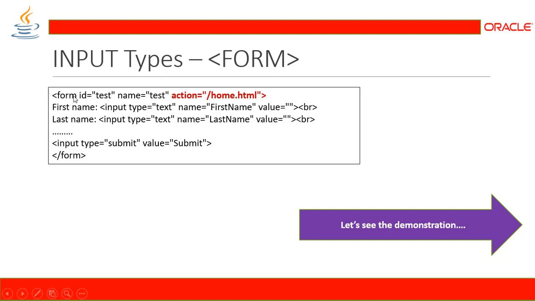Now the form tag has many attributes. One of them is ID, which identifies the form, and name, another type of identification for a form, which is named test, and the action attribute. This action attribute gives the target of your form, where it has to be submitted. Within this form you fill up the input tags, and in the end you have to mention the input type submit. If you say type equals submit, it is a button, and the value is shown on it. So this is about the input types in a form.